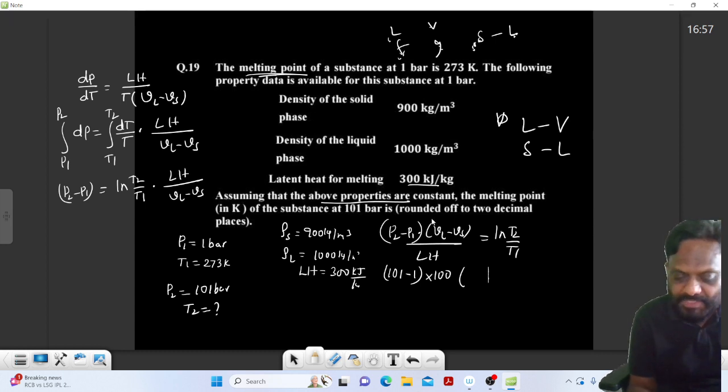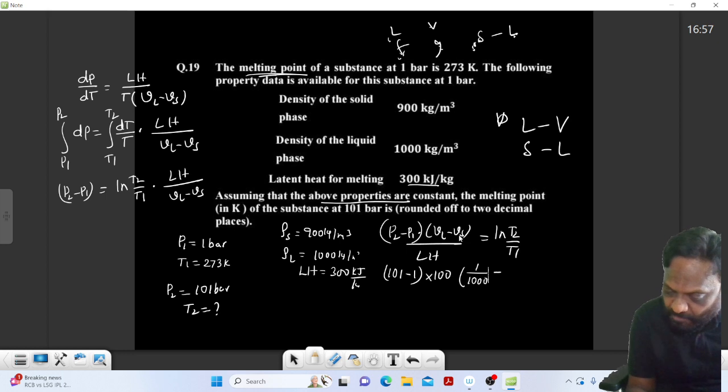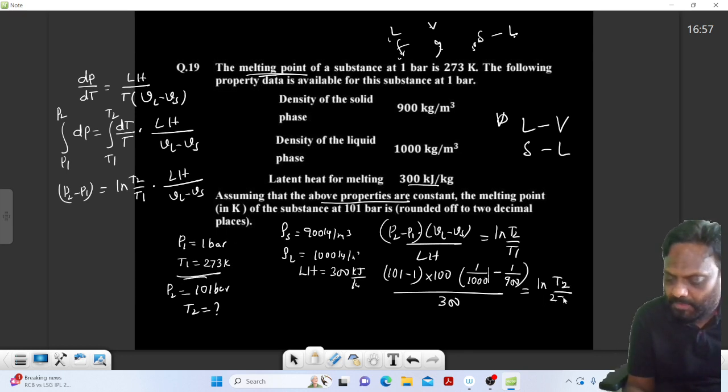And VL, what is specific volume of liquid? 1 by 1000. Look, density is given, not volume. So specific volume is 1 by density. Specific volume of liquid is 1 by this, minus specific volume of solid, which is 1 by density, so 1 by 900. And what is the latent heat, sir? 300. And that should be equal to ln T2 by T1, where T1 is given as 273. All these are in Kelvin.